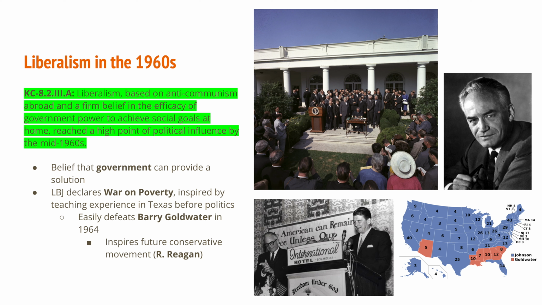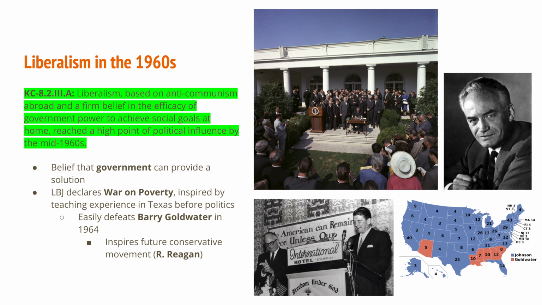And here, Johnson is trying to do the same thing because poverty persists in America. He declares a war on poverty, and this was inspired by his teaching experience in Texas before he joined politics. He saw the impact of childhood poverty and the effect that that has on people's lives for the rest of their lives. The rest of America was on board in 1964.